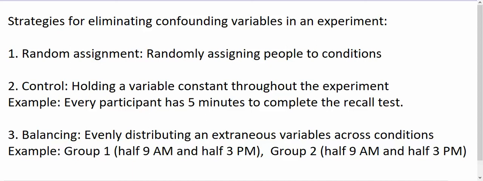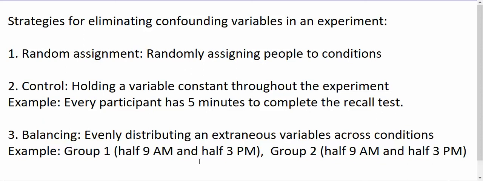And when a researcher balances an extraneous variable, the extraneous variable is equal on average. So notice how if I test group 1 half 9 a.m., half 3 p.m., and I test group 2 half 9 a.m., half 3 p.m., the two groups are equal on average because group 1 is being tested at an average of noon, and group 2 is also being tested at an average of noon. So basically, the two groups are both being tested at noon, 12 p.m. on average, which means that the two groups are equal on average, and this time of day is not confounding.